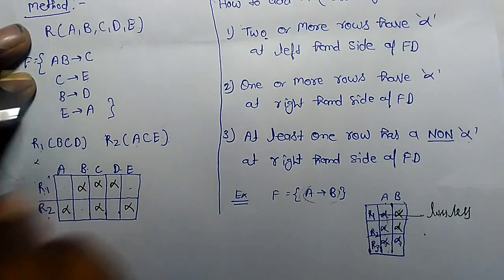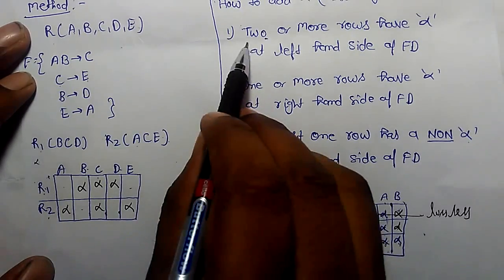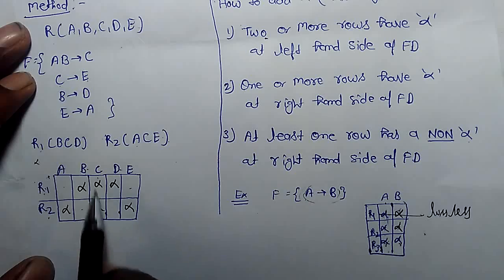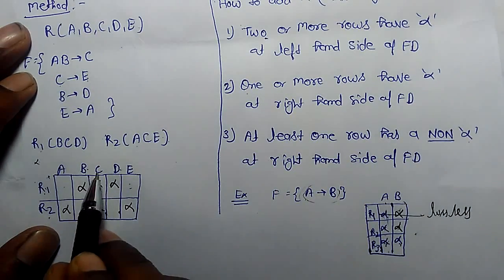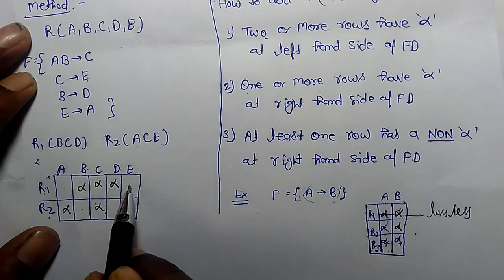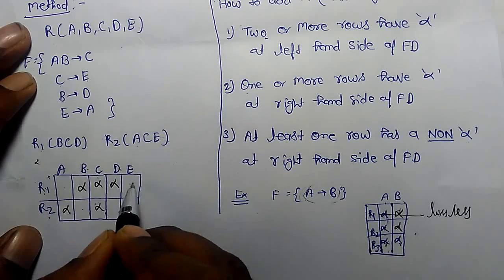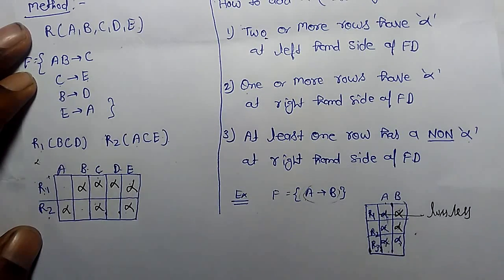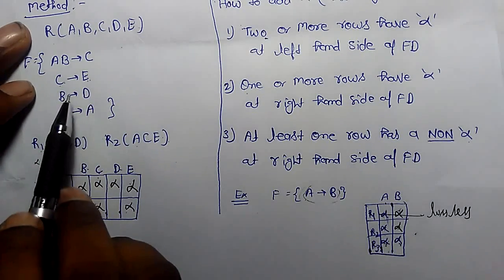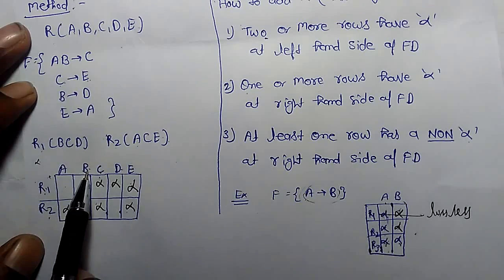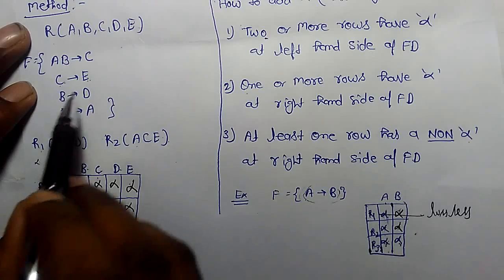C determines E. For C, if we check 2 or more rows, the first rule, yes, it follows. Second rule, one or more rows have alpha at the right hand side. For C and E, yes, 1 alpha is there. And third, 1 blank position is also there. So we can fill this blank position with alpha according to C determines E. Now check B determines D. B, the left hand side, does not have 2 or more rows, so we discard it.